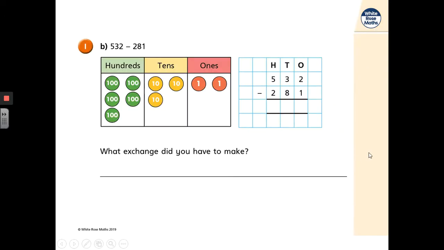Okay, so B. For this one, I'm going to leave it up to you a little bit more. I gave you quite a lot of help on the last one. So have a look at your second question even. So you've got 532 subtract 281. So have a go at that one. And what exchange did you have to make? Did you have to go from hundreds to tens? You have to exchange 100 for some tens or some tens for ones.